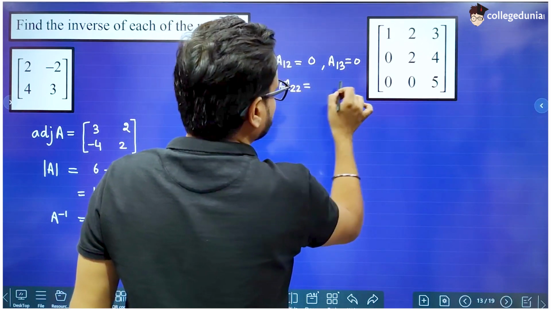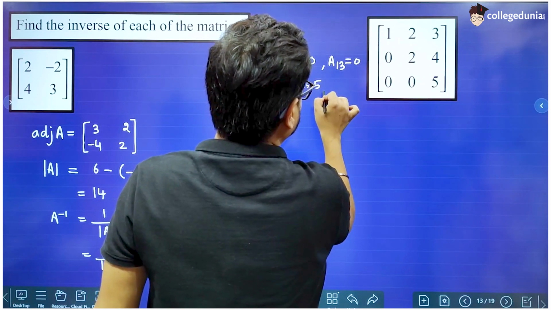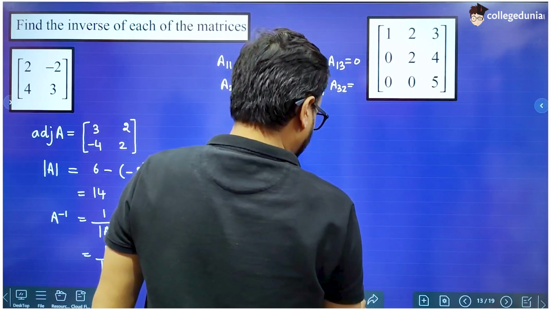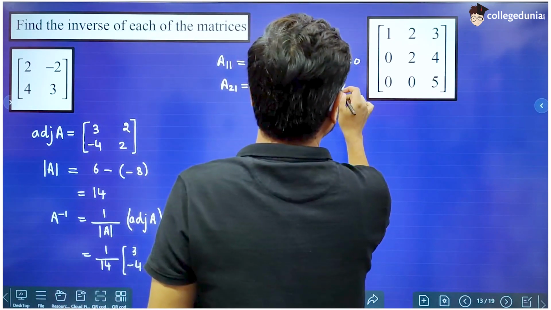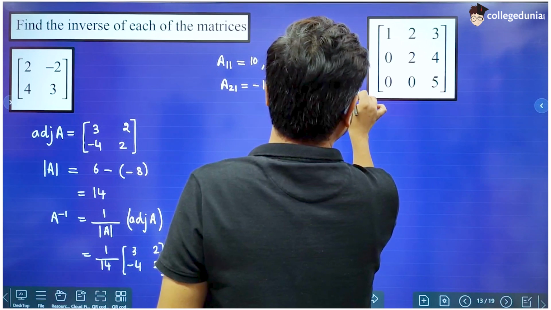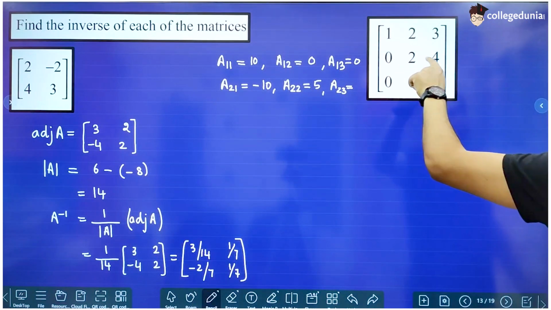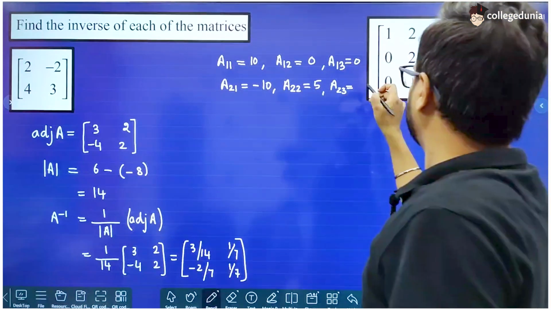A22, leave this and this, 5. A23, leave this and this, so this is also 5.